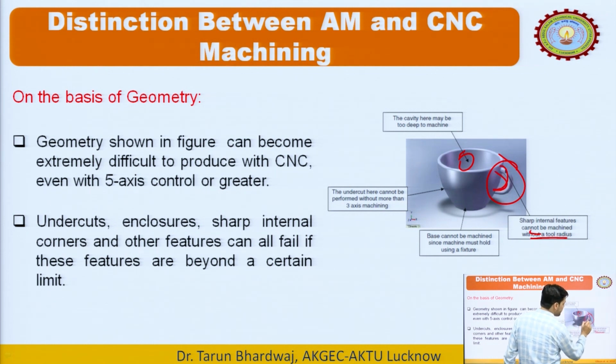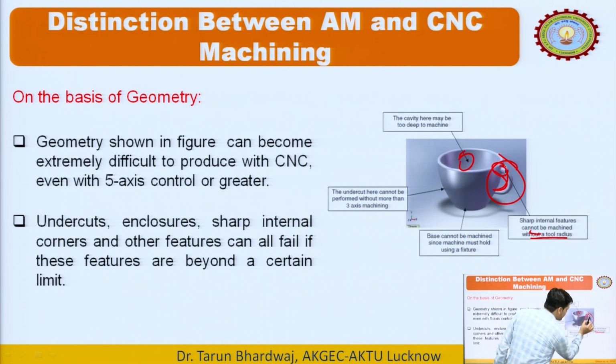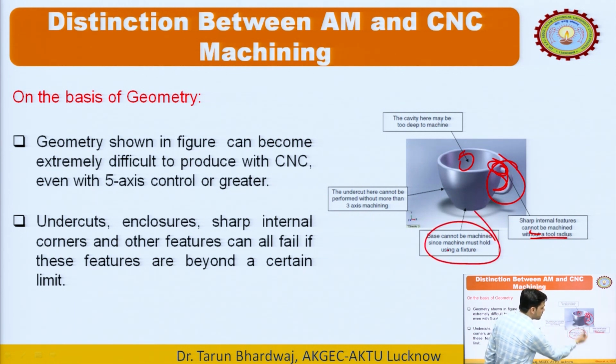आप यहाँ पे देख सकते हैं जो हमारे कप का बेसिकली जो पकड़ने का हिस्सा है, ठीक है, तो that is very difficult for the CNC machine, क्योंकि यहाँ पे आप देख सकते हैं कि it is a very sharp feature over here. ओके, एकदम से शार्प चेंजेस आया है. Okay, now base can not be machined since the machine must hold using a fixture. आपको जब भी आप CNC की बात कर रहे हैं तो आपको एक फिक्सचर चाहिए होता है उसको पकड़ने के लिए. Okay, so that is very difficult for the CNC machine.